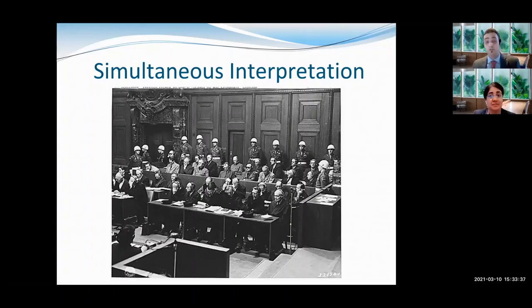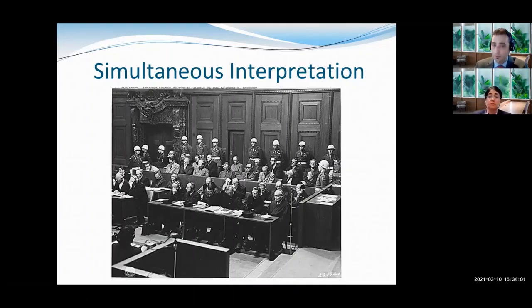And in fact, they did deserve it because this is a photo of what are called the Nuremberg trials. What we're looking at are Nazi criminals, Nazi officers on trial for crimes against humanity, essentially. Now, why would this be important for us to show at the beginning of a presentation on simultaneous interpretation?